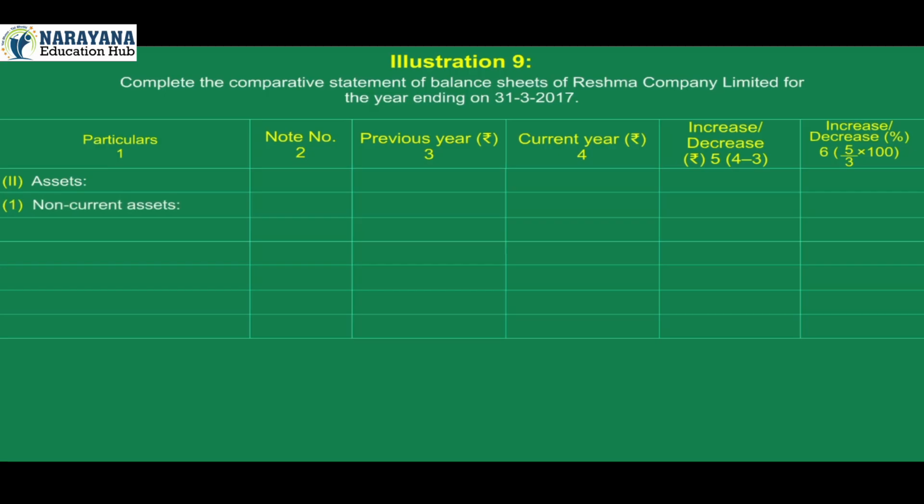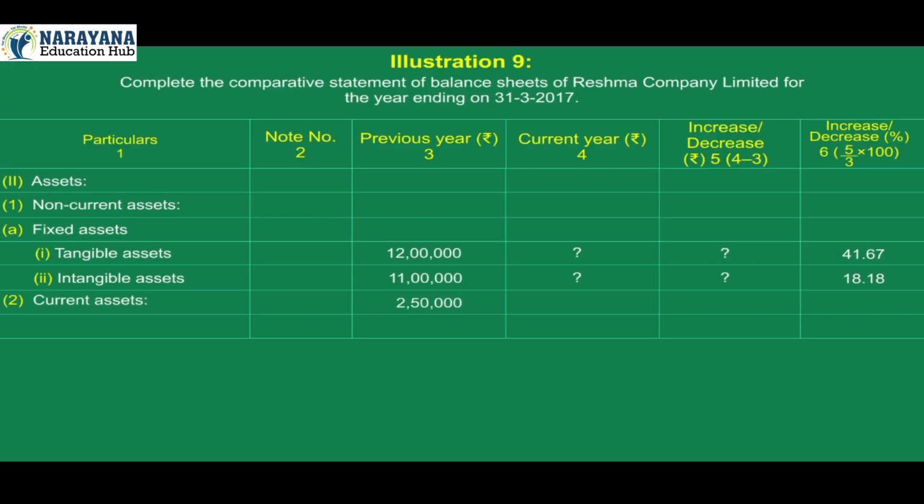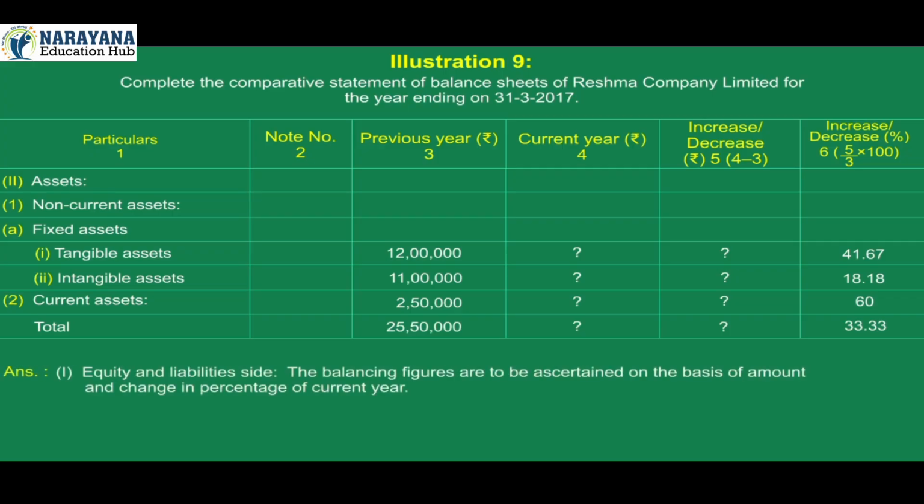Number 2. Assets. 1. Non-current assets. A. Fixed assets. 1. Tangible assets, 12 lakh, question mark, question mark, 41.67%. 2. Intangible assets, 11 lakh, question mark, question mark, 18.18%. 2. Current assets, 2 lakh 50,000, question mark, question mark, 60%. Total, 25 lakh 50,000, question mark, question mark, 33.33%.